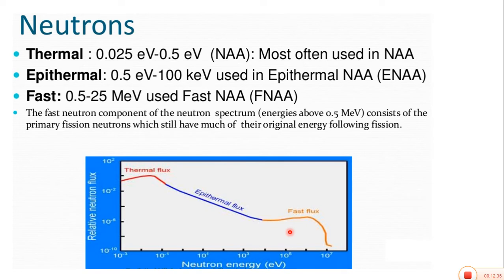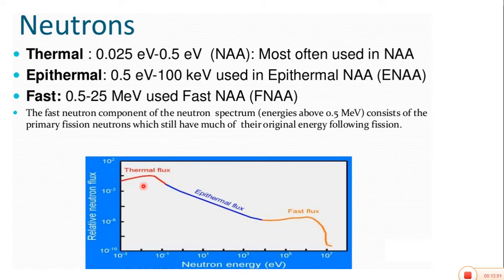If we compare all these production methods, there are three main kinds of neutron. One is thermal, the other is epithermal, and the third is the fast neutron. If we look at this graph, there is a relative neutron flux. The highest flux is associated with the thermal neutron, then epithermal in a moderate way, and then the fast flux is obtained.